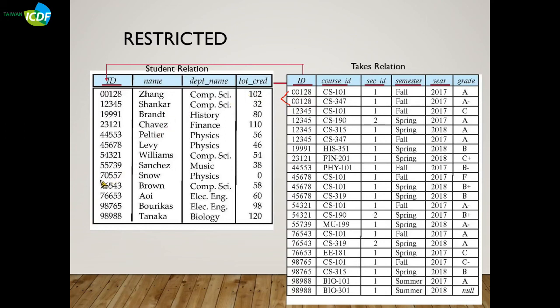However, if we want to delete 70557, the deletion will be allowed because this tuple is not referenced by any other tuples of the text relation. So if we adopt restricted policies, the deletions of some tuples will be restricted, and it will be successful only if there's no reference by other tables.